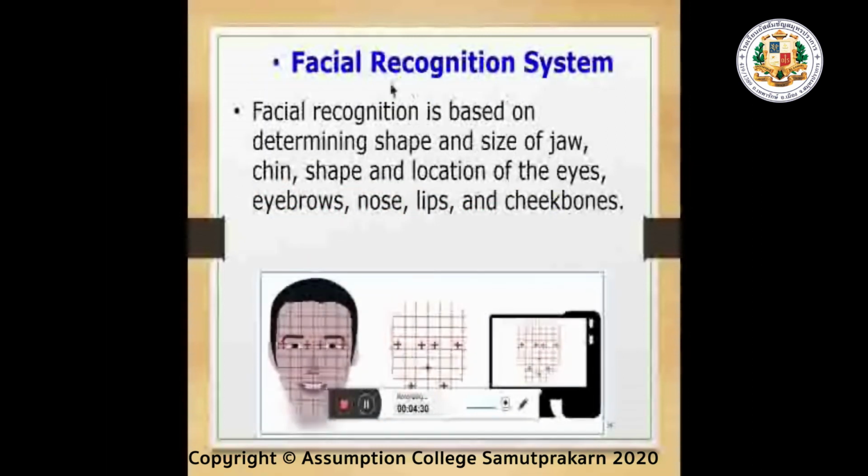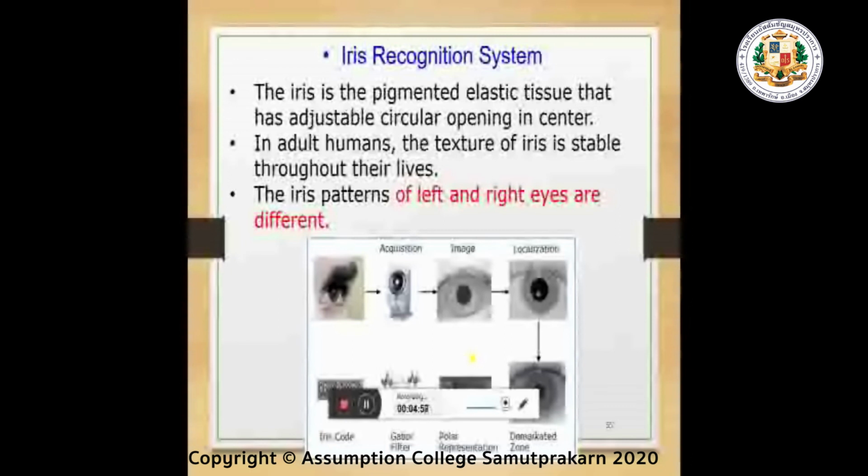And then another is the facial recognition system. The recognition will determine the shape of your face, the size of your jaw, and even the location of your eyes, nose, lips, and cheekbones. It will all be scanned and create a digital image and put it in the database. Another recognition system is the iris. The iris is part of a human eye, with a very elastic tissue. And in adult humans, the texture of the iris is very stable. So it has iris patterns for the left and right eyes, and it can be used to identify a person.